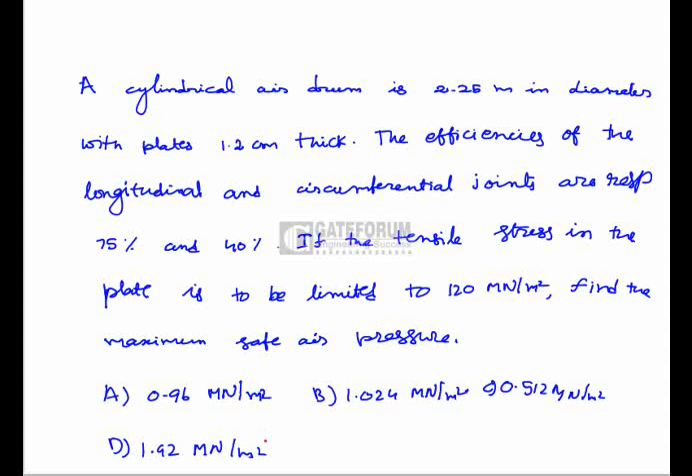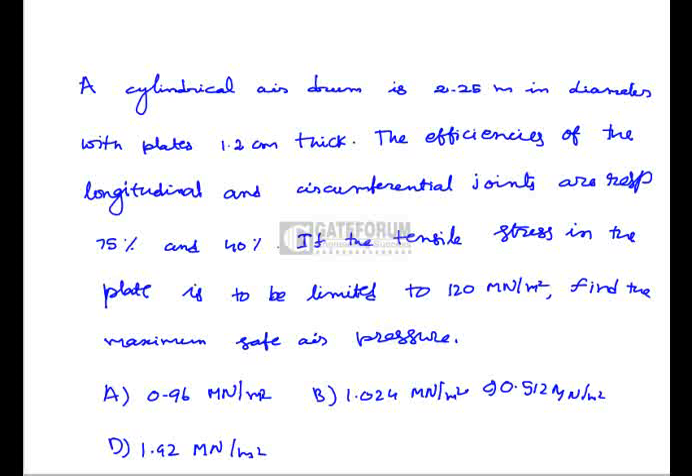A cylindrical air drum is 2.25 meter in diameter with plates 1.2 centimeter thick. The efficiencies of the longitudinal and circumferential joints are respectively 75% and 40%. If the tensile stress in the plate is to be limited to 120 meganewton per meter square, find the maximum safe air pressure. Here the options are 0.96 megapascals, 1.024 megapascals, 0.512 megapascals and 1.92 megapascals.